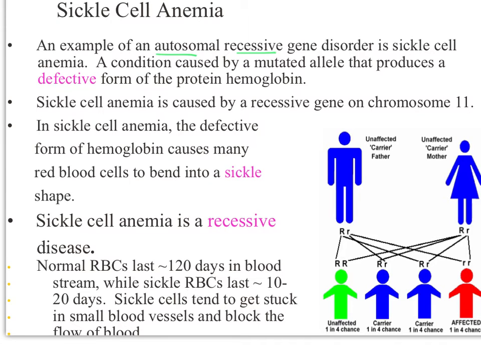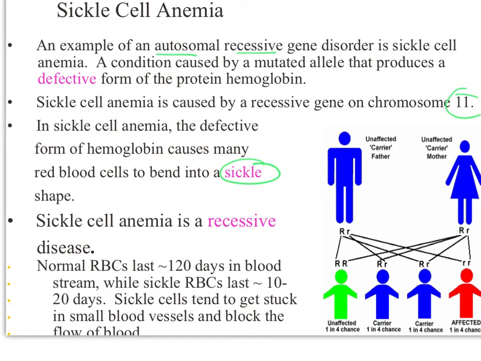What happens is it has a mutated allele, and the hemoglobin in the person's blood is going to be shaped wrong. It's going to be shaped like a sickle, and I'll show you a picture in just a second. It's caused by a recessive gene on chromosome 11, which is an autosome.